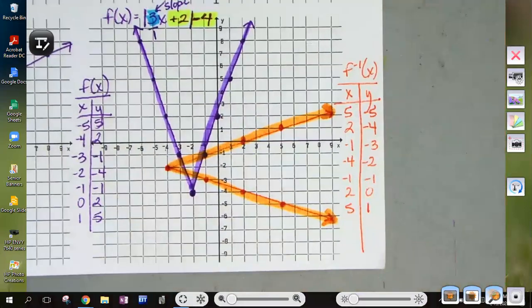Yay, y'all did transformations, translations, dilations, and inverses. That's 4 lessons in the book and we finished it.